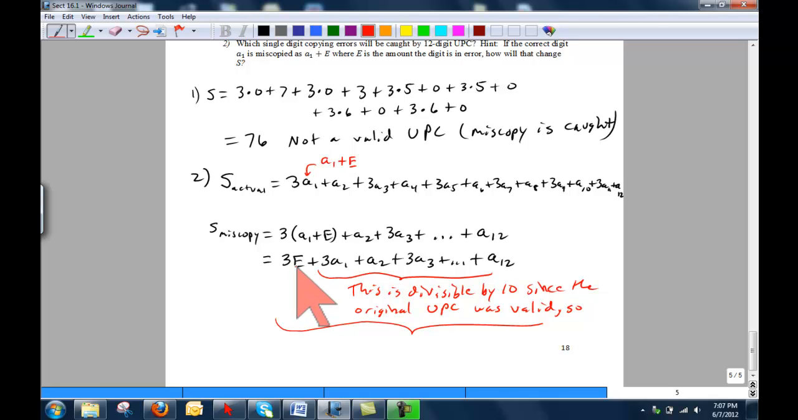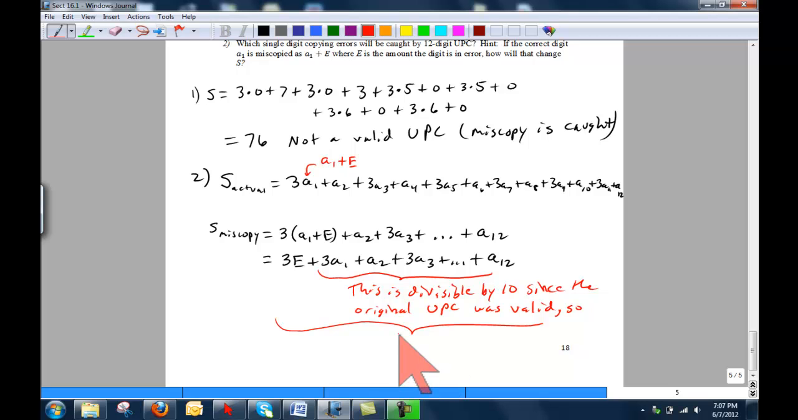And then I'm interested in saying, when is 3 times E a multiple of 10? Well, if you just think about some possibilities for E, 3 times negative 9 is not divisible by 10. 3 times negative 8 is not divisible by 10. 3 times negative 7 isn't. 3 times negative 6 isn't, and so on. The only way that 3 times E, for E between negative 9 and positive 9, can be a multiple of 10 is if E is 0. But if E is 0, then we didn't make a mistake at all. And so if there is an error here and E is different than 0, then we're going to catch it.